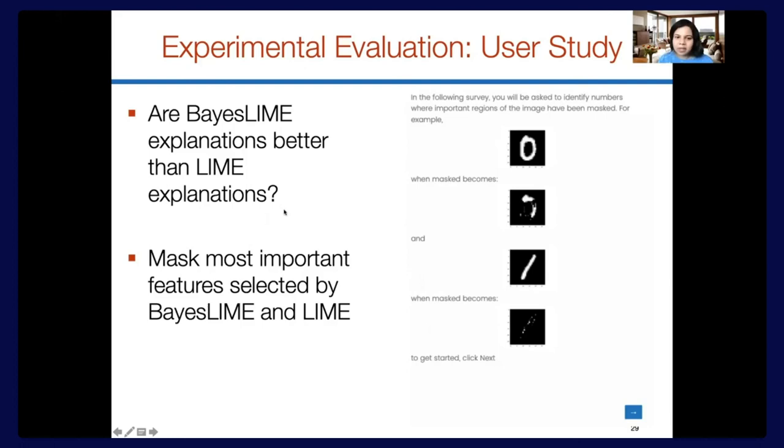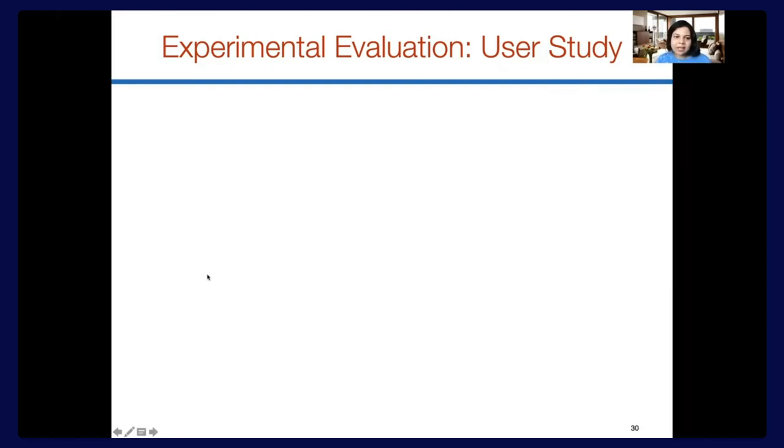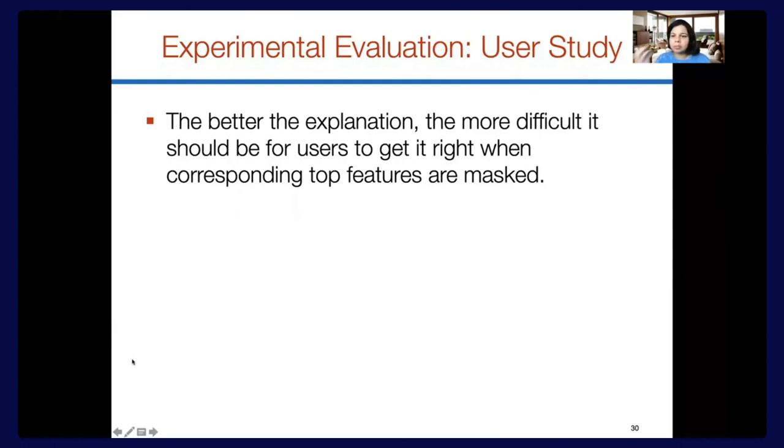And how do we do this masking? We mask the most important features selected by Bayes Lyme and Lyme. Of course, it is a randomized study, so people only see either Bayes Lyme or Lyme. We mask the most important features selected by our approach Bayes Lyme and the standard Lyme, and then remove those features from the image. Then we ask people, okay, now can you guess the number, right? Our hypothesis is that the better the explanation, the more difficult it should be for users to get it right when the corresponding top features are masked, right?